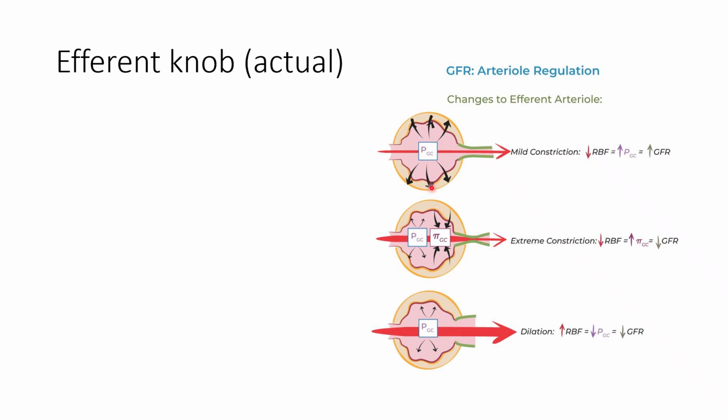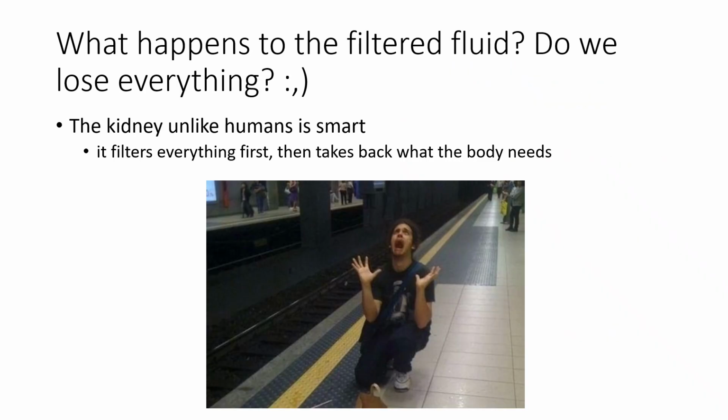However, it has another complexity to it. If you constrict the efferent arteriole for long enough time, the proteins will also start to accumulate inside the capillary tuft of glomerulus, and they will increase pi GC, and pi GC is the opposing force to formation of GFR. So constriction of efferent arteriole can also lead to decrease in GFR if the pi GC is increased substantially.